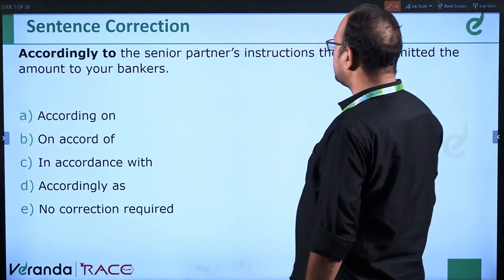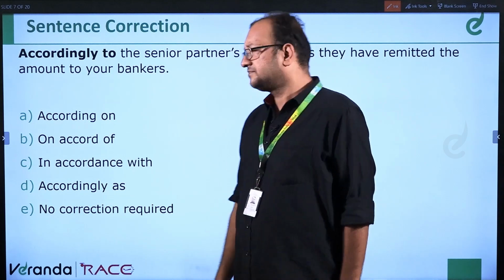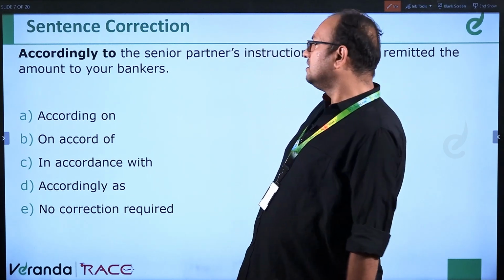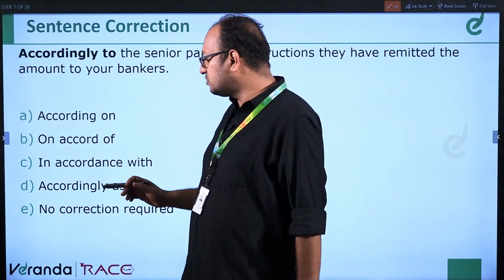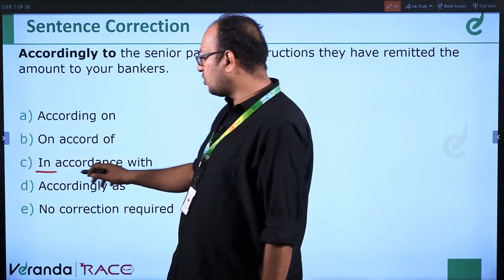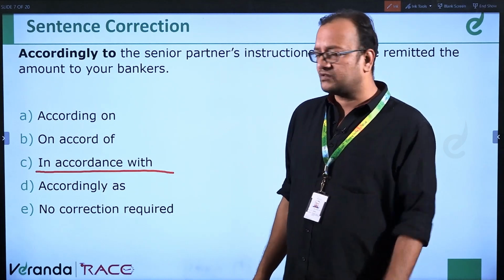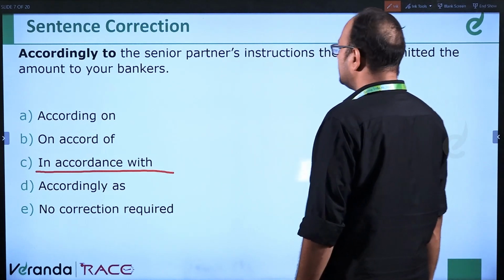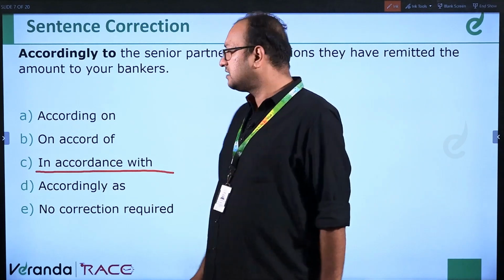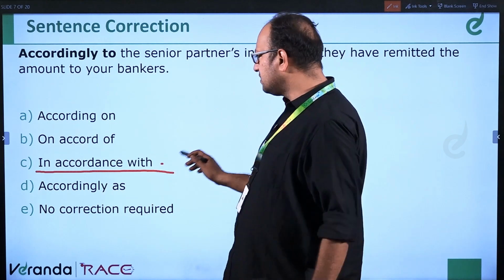According to senior partner's instructions, they have remitted the amount to your bankers. Okay. It should have been according to. That would have been the correct answer. But similar to according to, we have another option called in accordance with. In accordance with and according to are similar options. Okay. So in accordance with the senior partner's instructions, they have remitted the amount to your bankers. So it should be in accordance with.